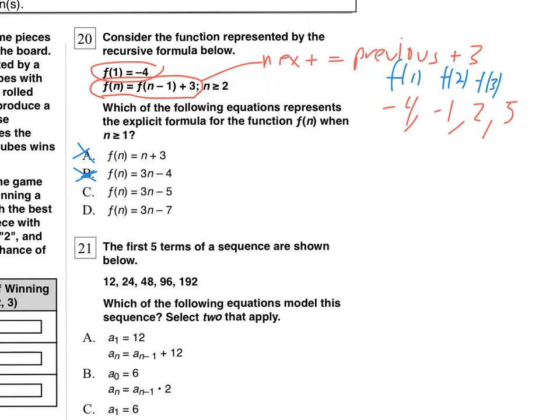And same thing here, 3 times 1 minus 5 is negative 2, so that's not correct, but 3 times 1 minus 7 does give me negative 4. And 3 times 2 minus 7 gives me negative 1. 3 times 3 minus 7 gives me 2. So that correctly predicts all of those answers right there.